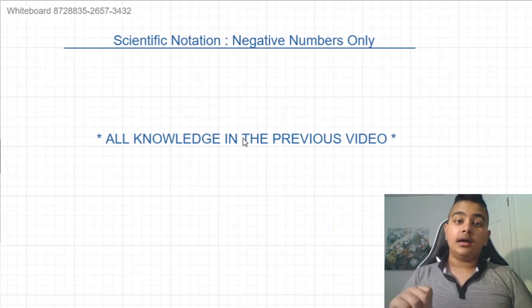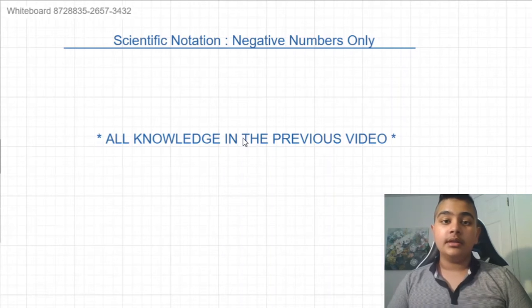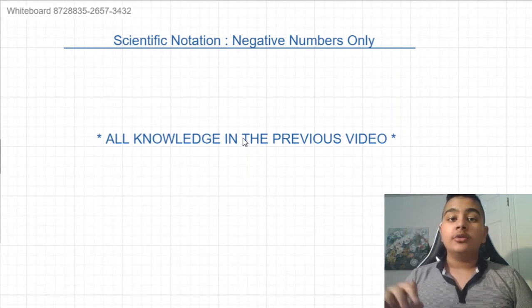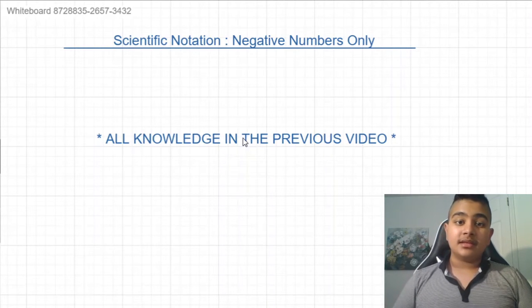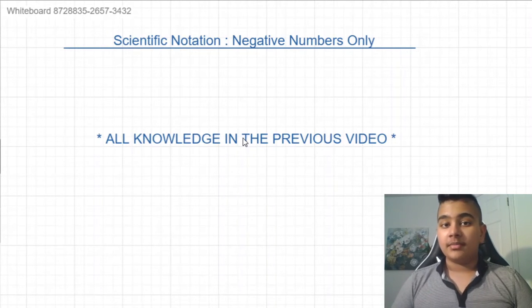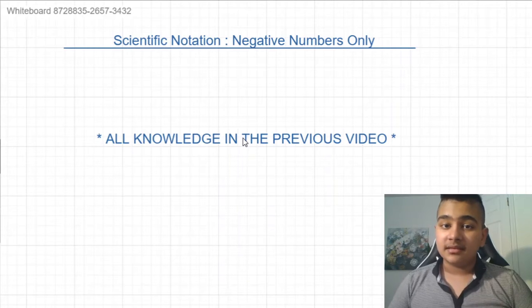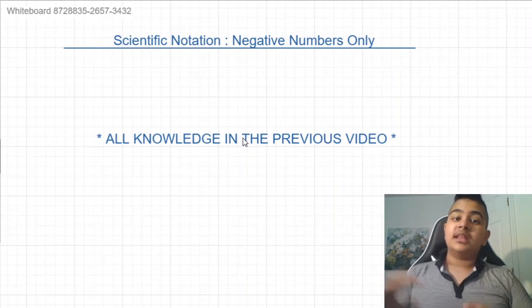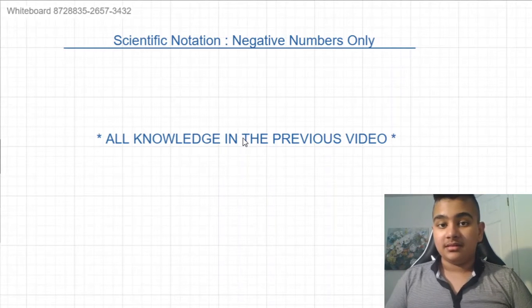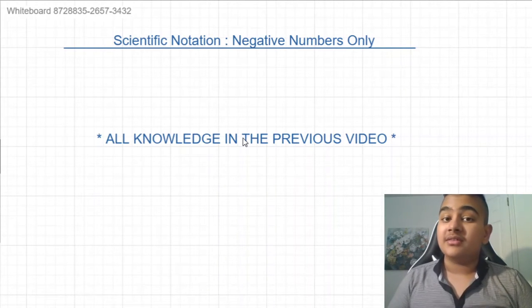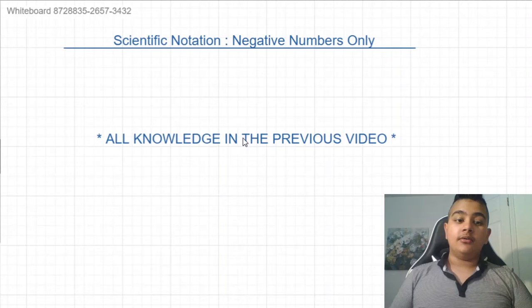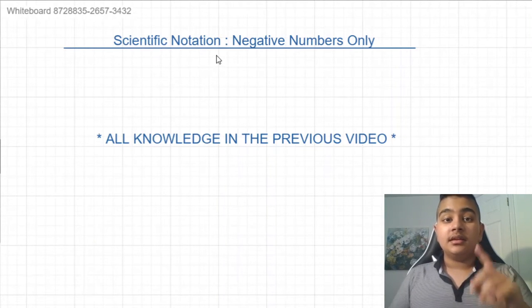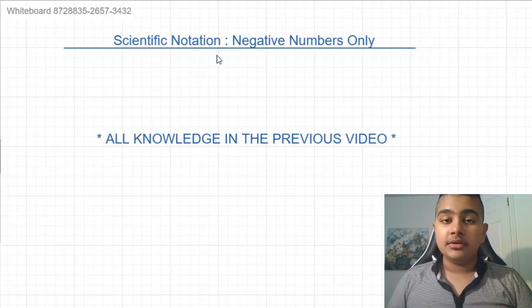So last video, we dealt with the 10, which always had a power to the positive number. But this time, it'll have a negative power. And we'll be working with decimals. Last time, we did work with decimals, but that's after we transitioned a whole number into scientific notation format. So, as it's stated here, scientific notation, negative numbers only for today's lesson.